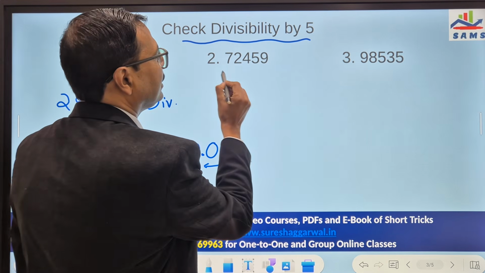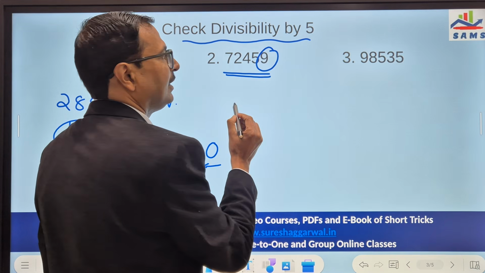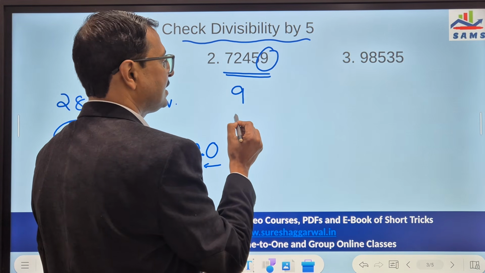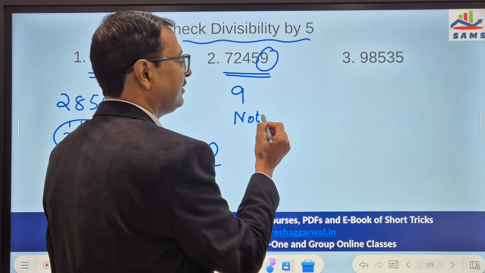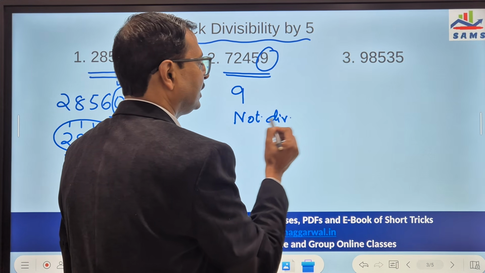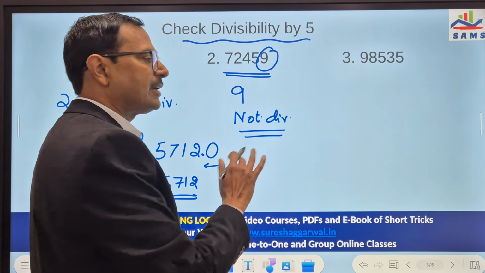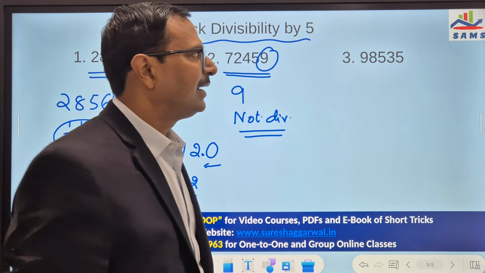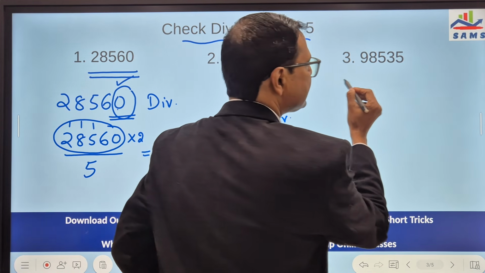Now here the unit digit is 9, and 9 is not divisible by 5, and therefore the entire number is not divisible by 5. Very simple. Here again the same rule works.